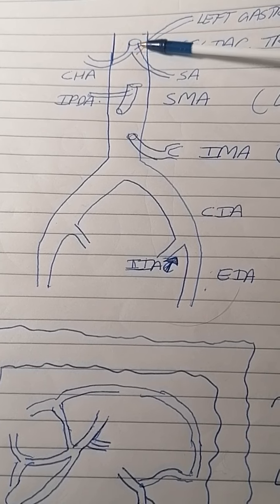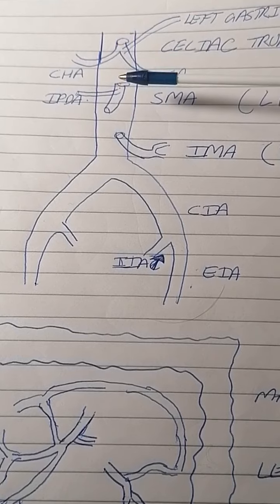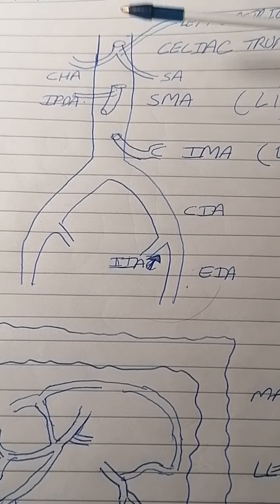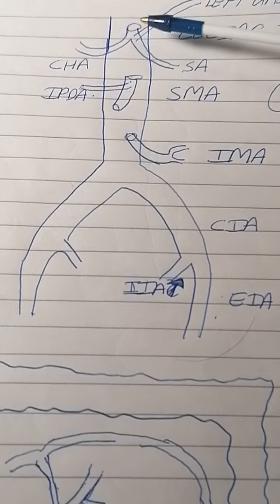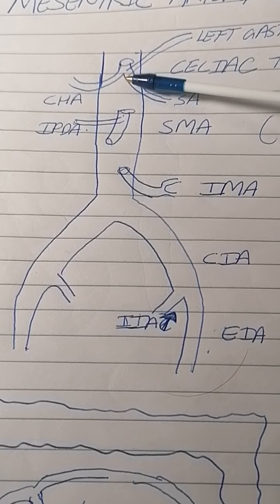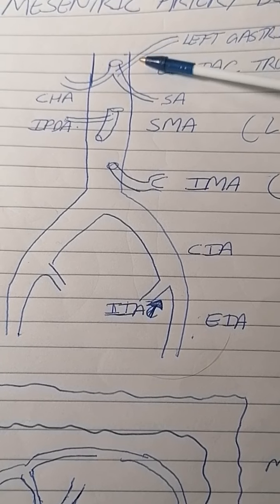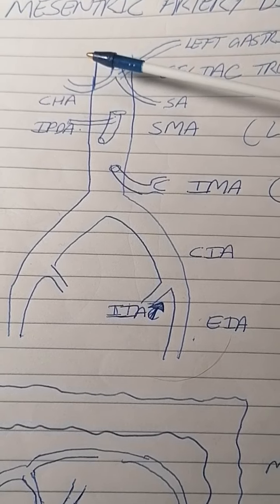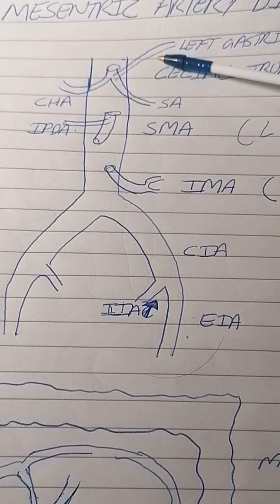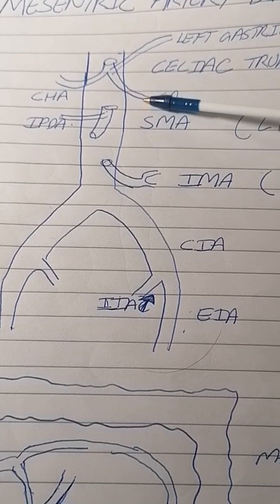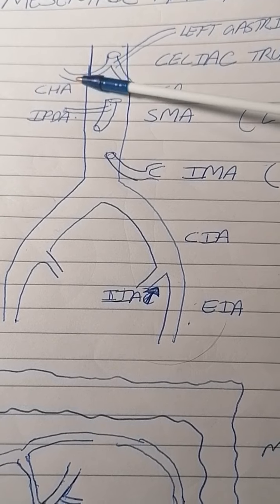So the celiac trunk, as we know, arises at the level of T12 of the vertebral body level. So here's the celiac trunk. The celiac trunk gives three main branches. One is your left gastric, which will further get joined with your right gastric artery. The three would be the left gastric, your splenic artery going towards your spleen and supplying your spleen, and your common hepatic artery.